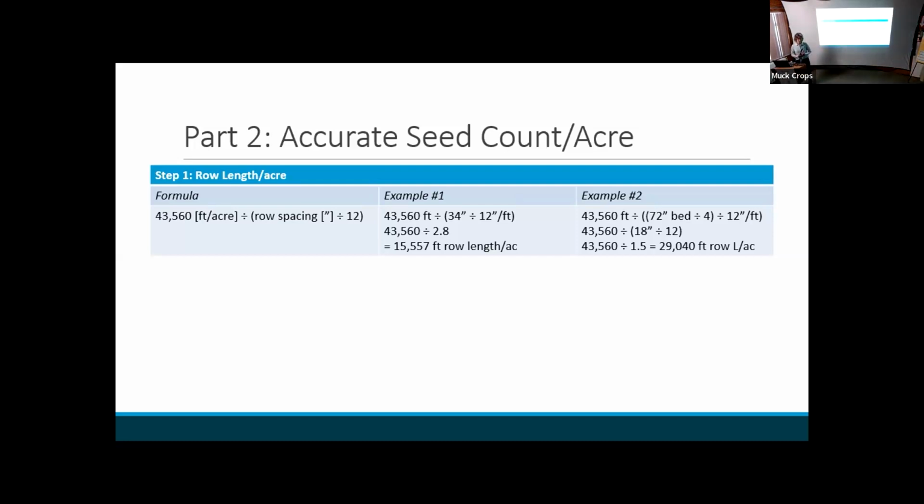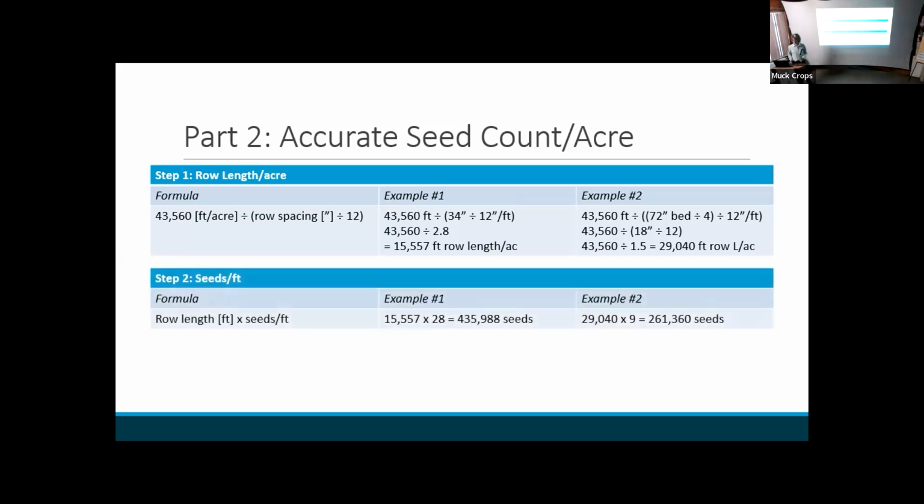So you take your row spacing, you convert it into feet, and you divide it out of 43,560 feet per acre. The first example is kind of a carrot example, the second example an onion example. Remember, when we're talking about our beds, there are 4 to 5 rows per bed. You've got to take that off as well. Okay, so now we've got our row length per acre. Next step, really simple, multiply it by the seeds per foot you're putting down.